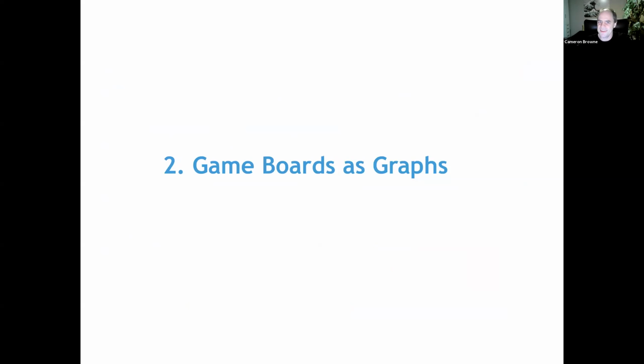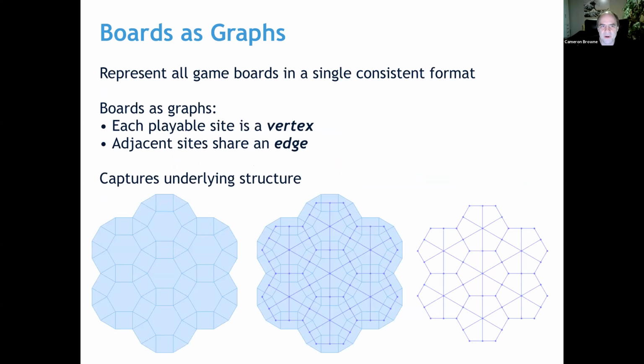So the short answer is that we model game boards as graphs. So this lets us represent any game board in a single format where the playable sites are the vertices in the graph, and the adjacency between sites is indicated by edges between the vertices. So this neatly captures the underlying structure of the game boards. For example, here we have the Kensington board on the left. If we place a vertex in each cell, which is each playable site for this game, and if we put edges between the playable cells, then on the right, we have all the information we need for playing this game in a convenient form.